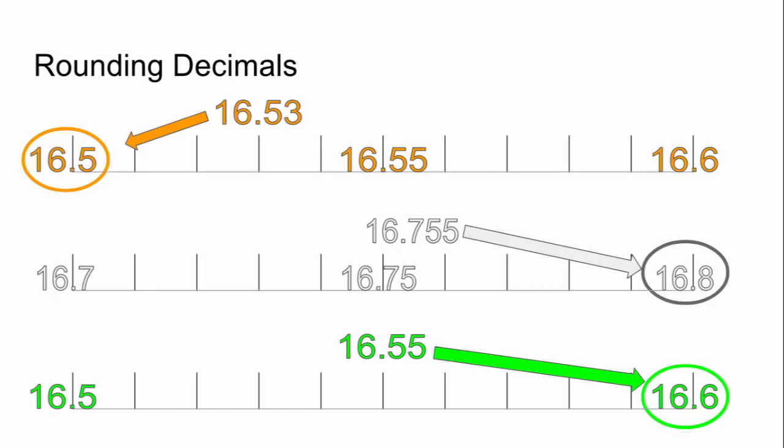So our order of decimals is going to be 16 and 5 tenths, and then the next one is 16 and 8 tenths, and finally 16 and 6 tenths. Notice that's not the order from least to greatest or anything, that's just the order that she gave them to us in, and that's all that we were asked to do, is round them to the nearest tenth.